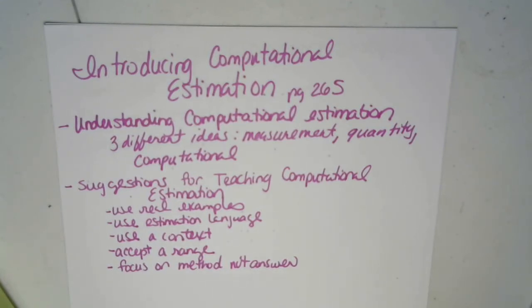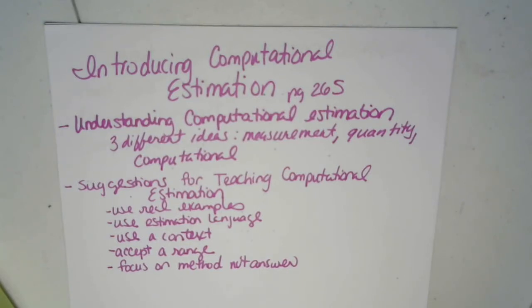So, understanding computational estimation. The goal of computational estimation is to be able to be flexible and to quickly produce a reasonable estimate. This is hard, so we spend a whole lot of time wanting students to come up with the right answer, and then bam, we come to estimation, and now we don't want an exact answer, we want an approximate answer. This is an area where students struggle.